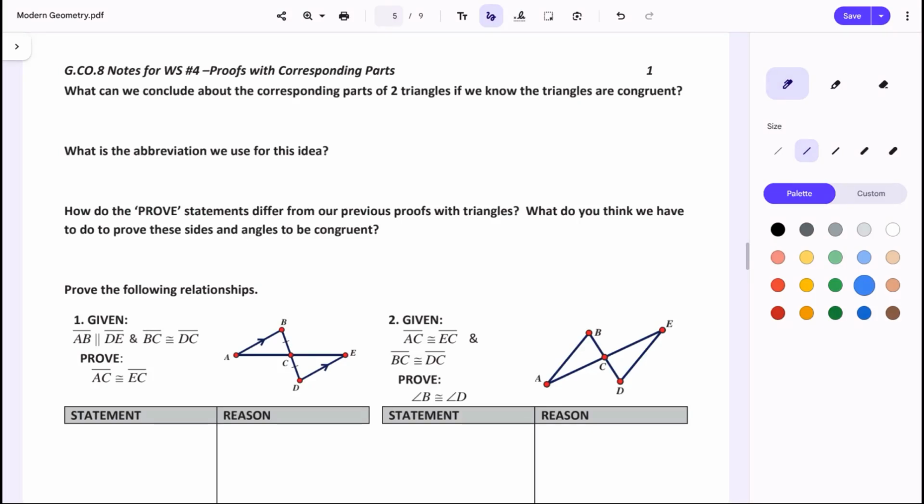Okay, we should all be on this page here. At the top, it says proofs with corresponding parts. So today, we're still proving stuff. Okay, that hasn't changed. The good news is I'm not really going to throw, what is that?